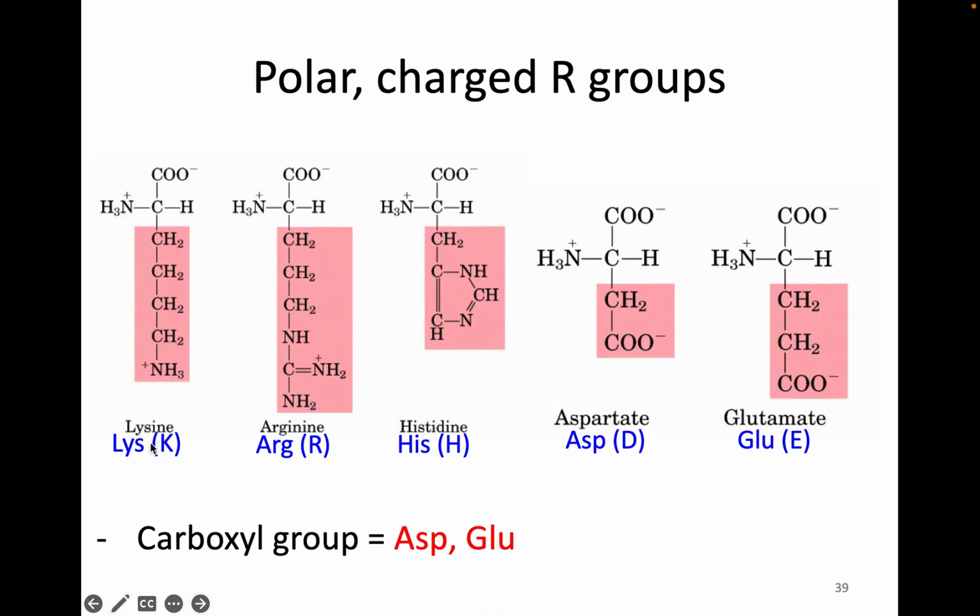Another group is called the polar charged R group, which can be either positively charged or negatively charged. The positively charged R group amino acids include lysine, arginine, and histidine. The negatively charged R group amino acids include aspartate and glutamate due to the presence of carboxylic groups.